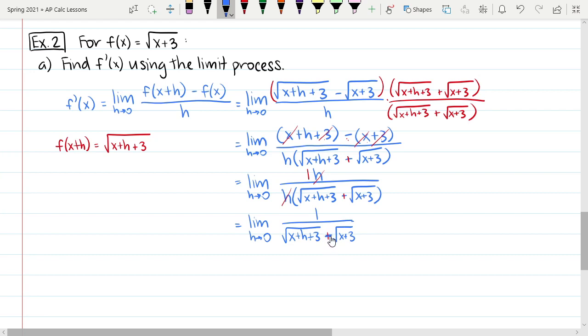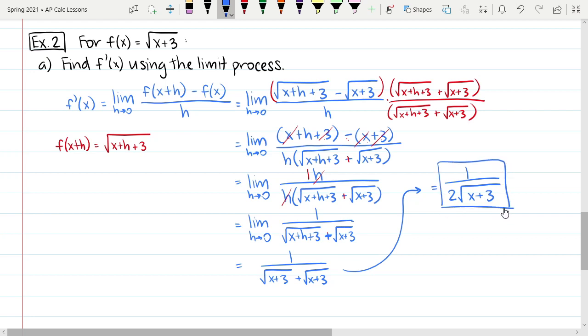Okay, so now finally, to evaluate this limit, I can replace the h with a 0. So I get 1 over the square root of x plus 3 plus another square root of x plus 3. And that finally just becomes 1 over 2 times the square root of x plus 3. And that is our derivative.